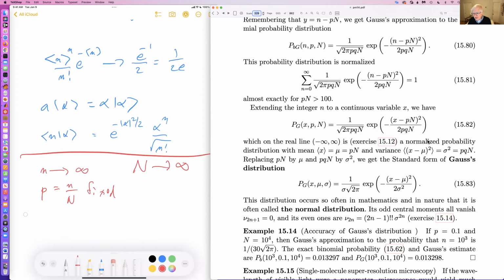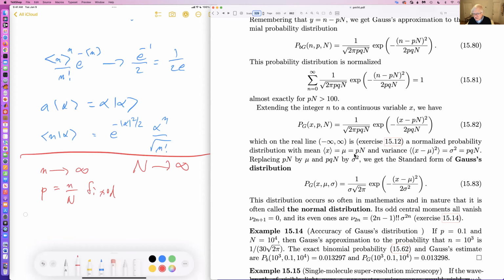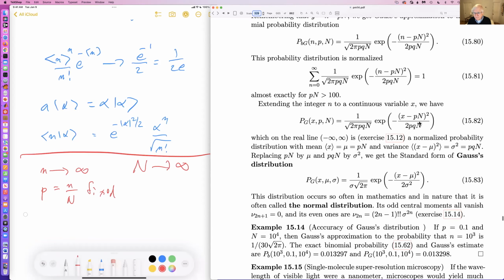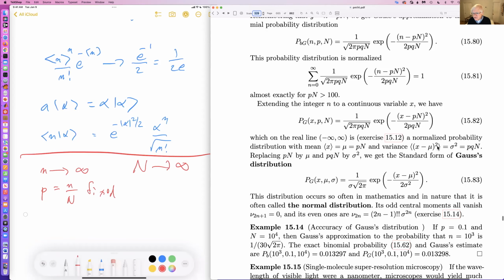We can have x go from minus infinity to plus infinity. The average value of x then is Pn, and the variance then is the average value of the square of x minus the average value of x, and that turns out to be PQN. And so this PQN is sigma squared, which is the variance. And so what you have here is twice the variance, so 2 sigma squared here.